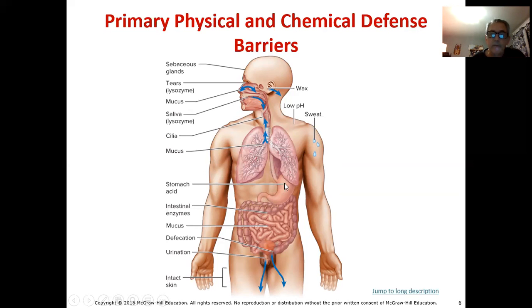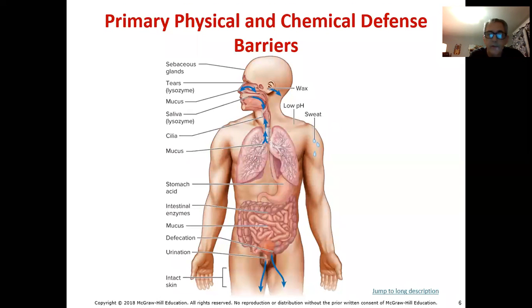Our stomach is very acidic, pH 2, and a low pH serves to oxidize. If you remember, that's the removal of energy, which breaks things down. We have digestive enzymes in our intestine that can also act on microbes, and also we have mucus. Defecation and urination can expel things from our system. And our skin is a very good barrier.